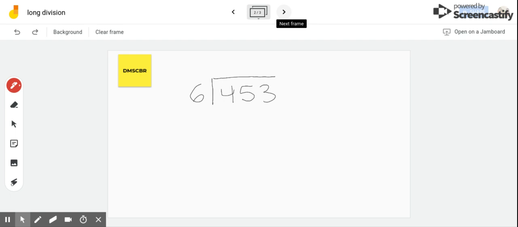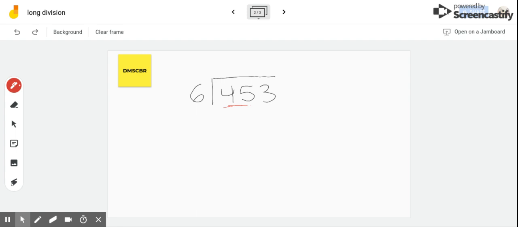Okay, so let's move on to another example. Again, here is our DMS CBR. This is slightly different because although it's a single digit divisor, the 6 can't go into the 4. It's going into the 45. So we're solving starting with our 45.